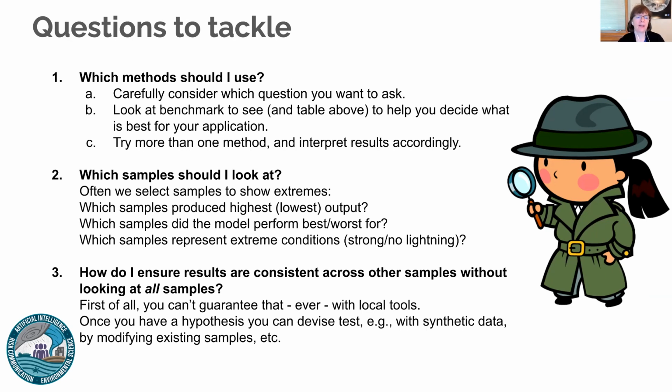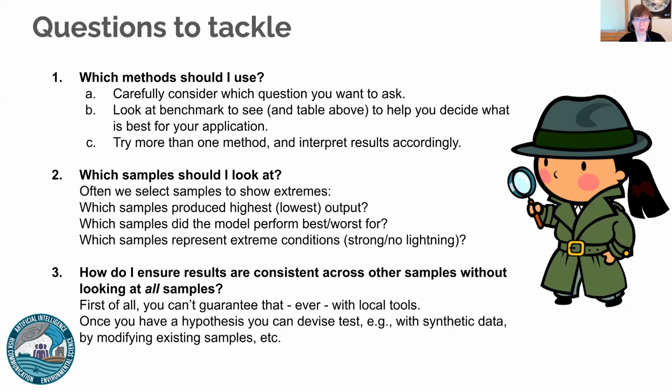And then very, very important, your domain scientist, your weather or climate expert or environmental science expert, will tell you which samples represent extreme conditions. So again, strong or no lightning, but when it comes to storms, it's like, okay, what kind of storms are there? Let's pick some samples that represent those different storms and look at those examples. So that's very, very important.